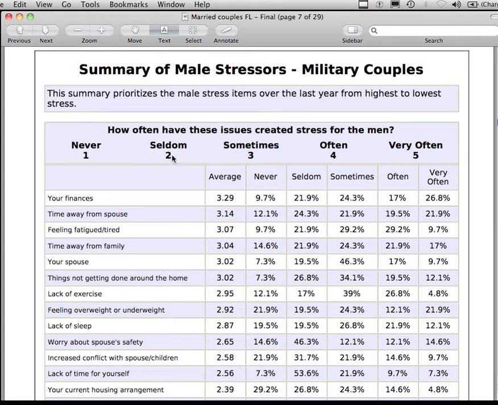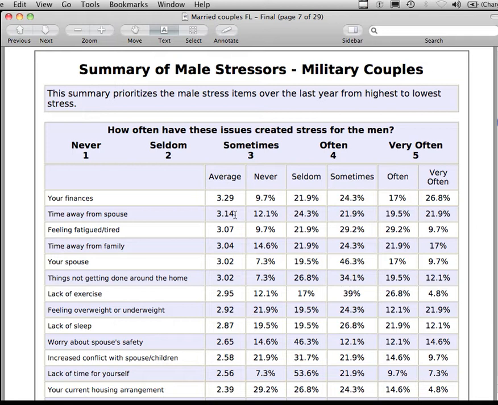And what you can see, the questions were, how often have these issues created stress for you in the last year, ranging from never to very often. Well, finances, almost 27% of these men in the military were saying very often are they stressed about their finances. The average score on this 1 to 5 scale was 3.29, and so this is what tells us what the biggest average stressors were for this sample of men in the military.